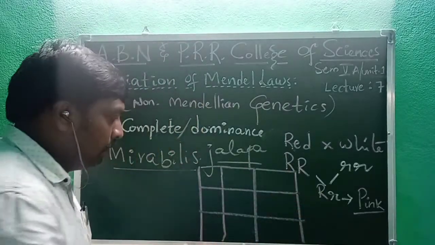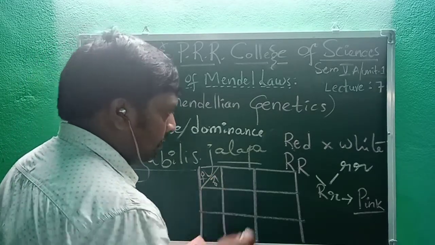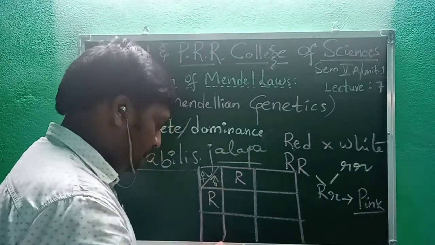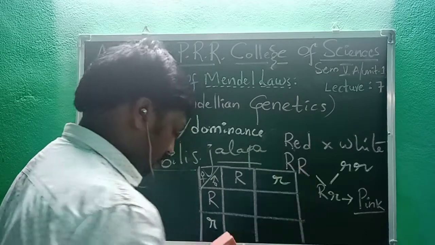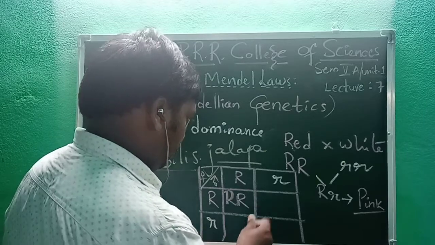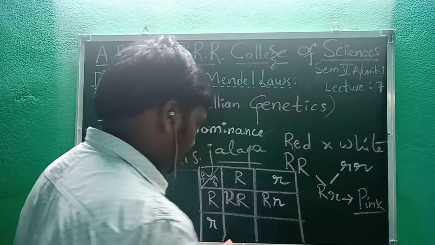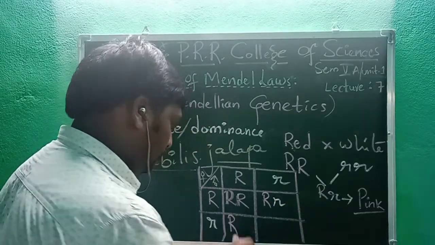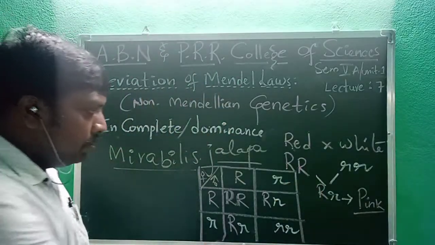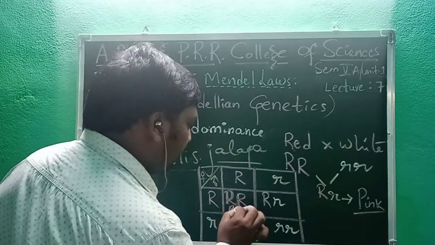Punnett square table. Here, male, female. The gametes are capital R, small r, small r. Here we observe capital RR, capital R, small r, again capital R, small r, small rr. So capital RR is the complete homozygous red color.